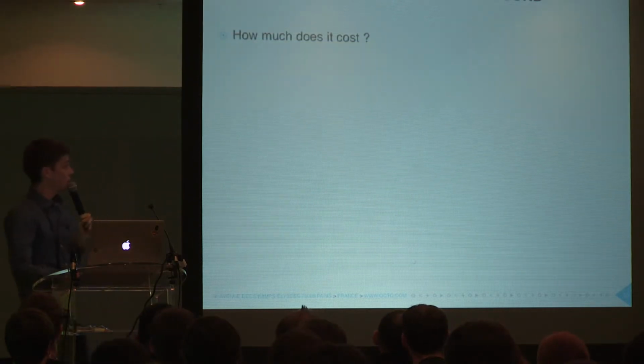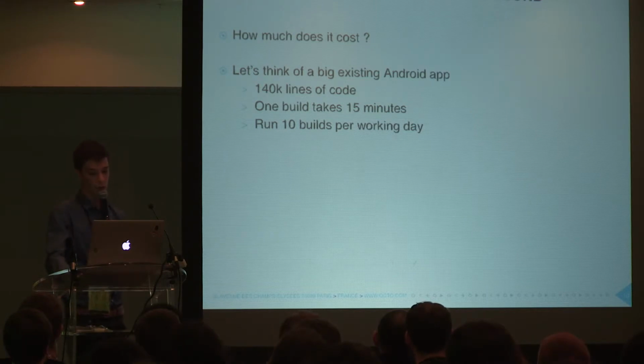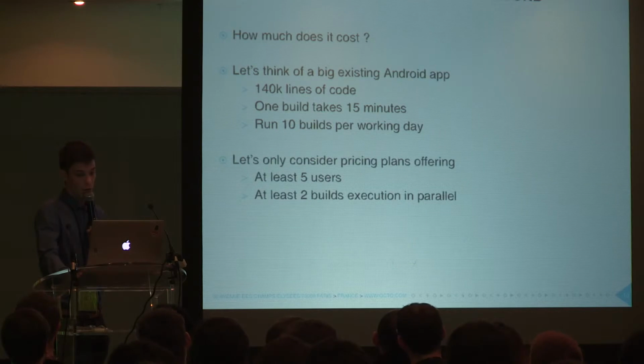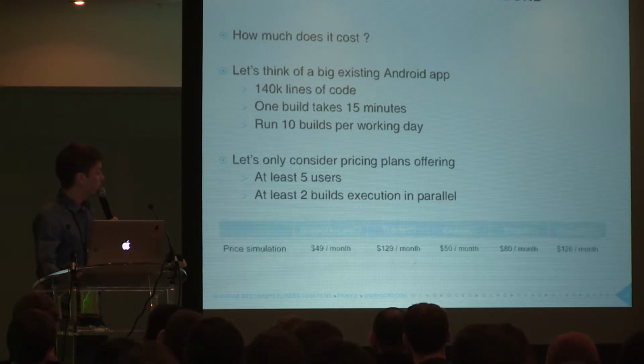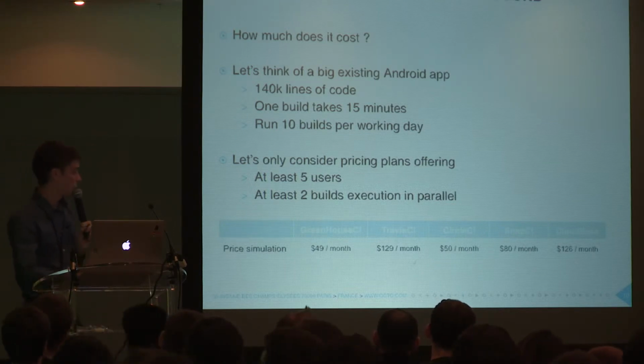Let's look at the price of the solutions. My little Android project is not relevant anymore to discuss the price. So let's imagine a big project of 140K lines of code. This is a real project I've been working on. It's a huge, huge app, where we can say that a build takes 15 minutes and we run it 10 times per working day. This is the pricing plans I looked at, and this is what we have. So something around $100 a month.